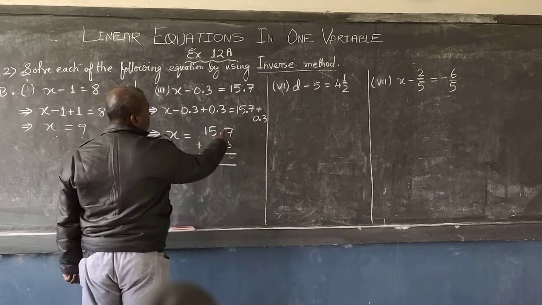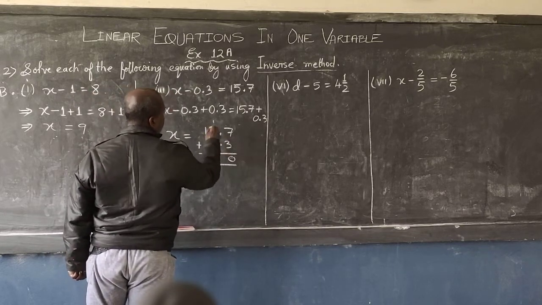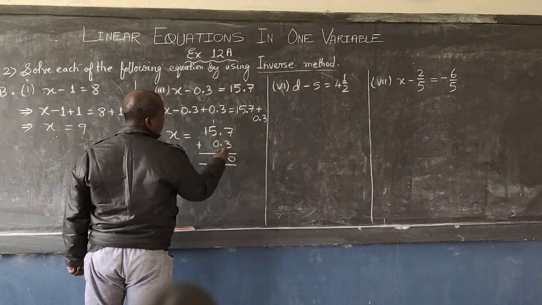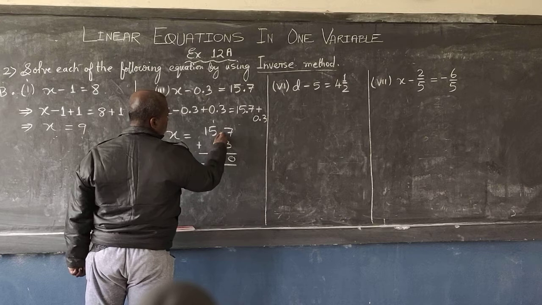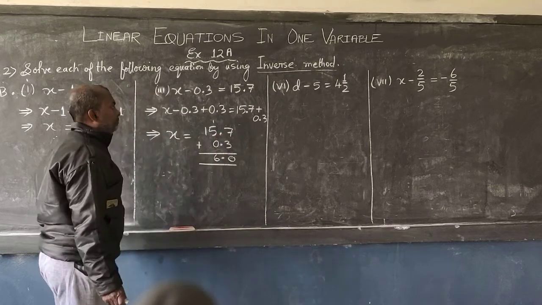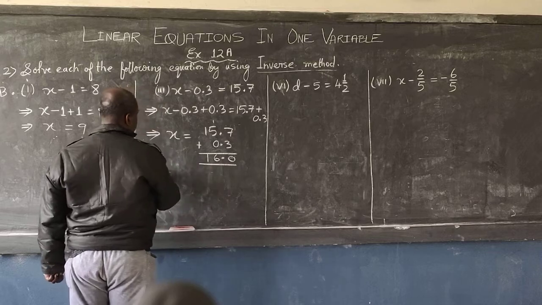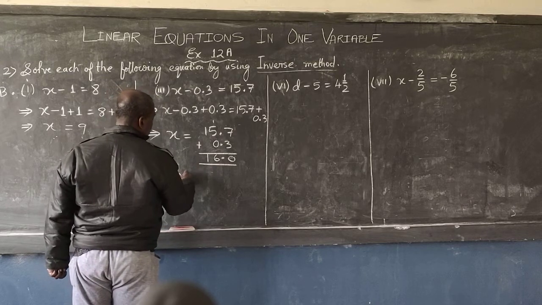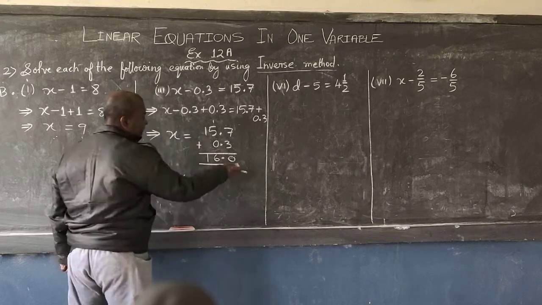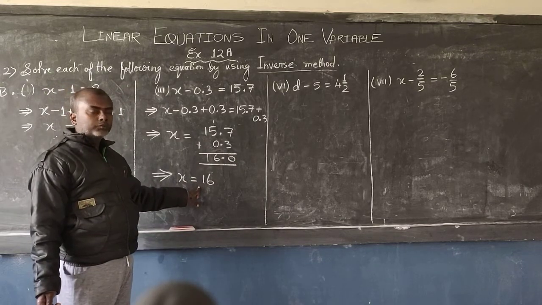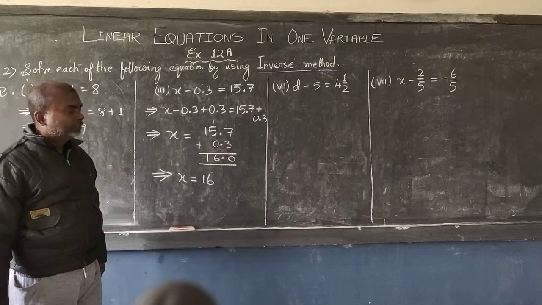7 plus 3 is 10, carry 1. 5 plus 1 is 6, 6 plus 0 is 6. Point should be below point. I hope you remember that. Here you have 1. So 16.0, or in other words, just 16. 0 doesn't have any value, so just 16 will do. So the x value is 16.